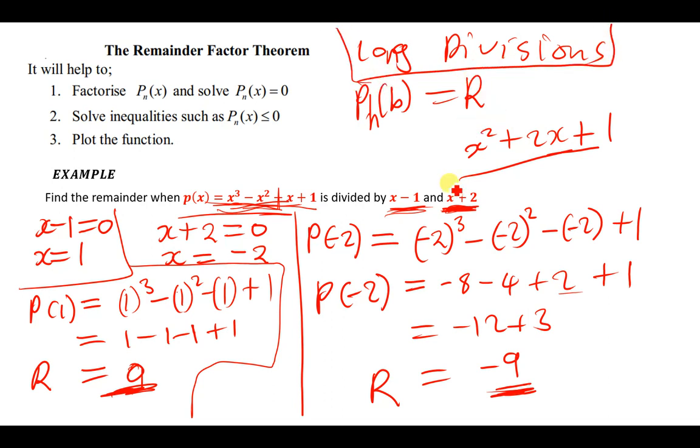Alright, so this is what we're going to use. We're going to be using long division. Apart from long division, you can also find the same remainders using what is known as synthetic division, which is also slightly simpler than long division. So let us see how we can use synthetic division.